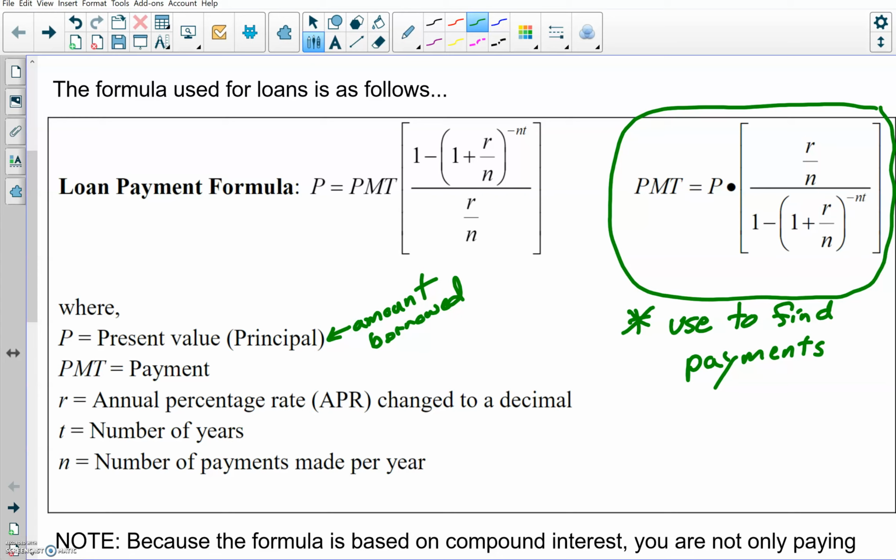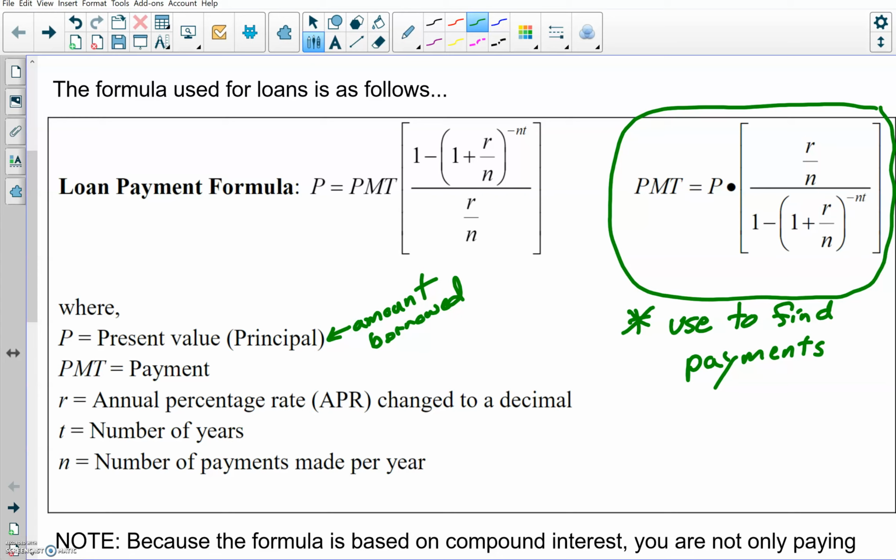It's what you're paying on a regular basis. So it's going to be the same amount at regular intervals, just like what we saw in the savings plan. The R is, as usual, the annual percentage rate changed to a decimal, T is the number of years, and N is the number of payments made per year. And the thing to keep in mind is that N and PMT, the payment, are going to be at the same intervals, the same periods. So if you're paying monthly, then you're compounding monthly. This number of payments made per year, you can also think of as the number of times it's compounding.